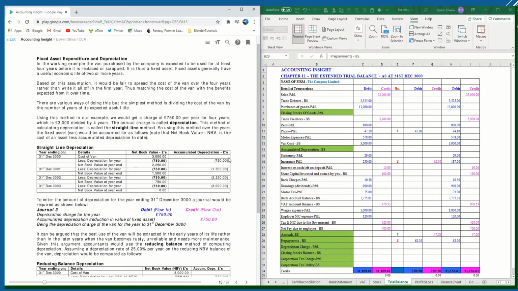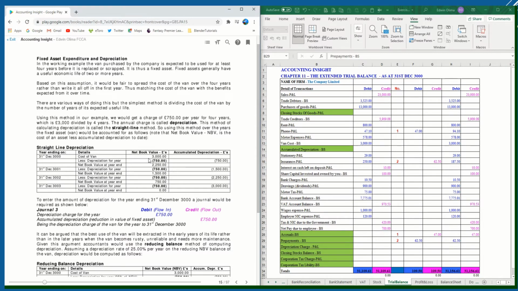So the business had bought a van. It cost it £3,000. Vans normally last more than 2 years. In this case, we're going to assume this van will last 4 years. So you want to spread the cost over the 4 years. You don't want this cost to be put in your profit and loss in the first year. One of the reasons for spreading the cost is the business is going to get benefit for the use of that van over that period of time. In our example, we're assuming the benefit is going to be equal each year over the 4 years.